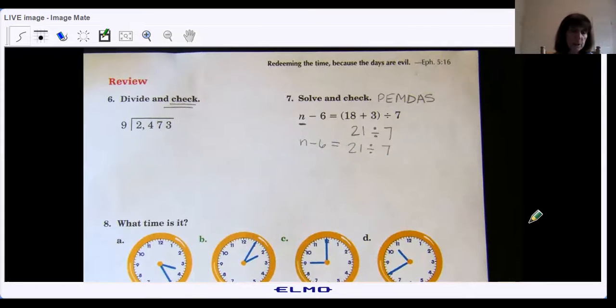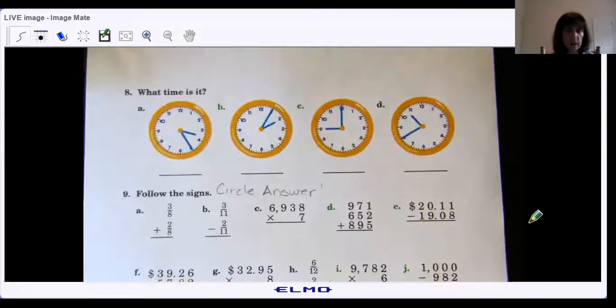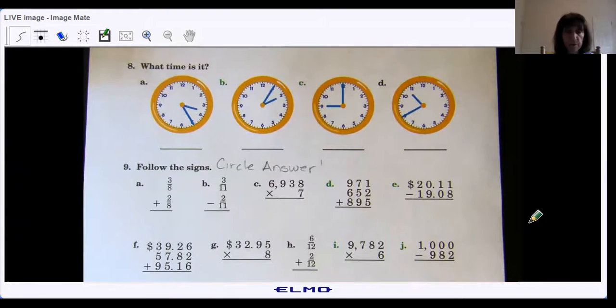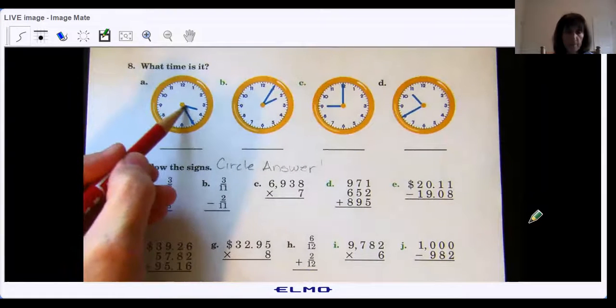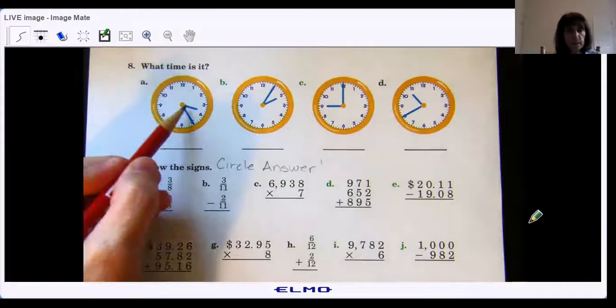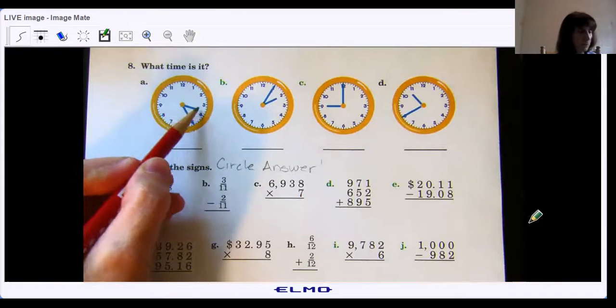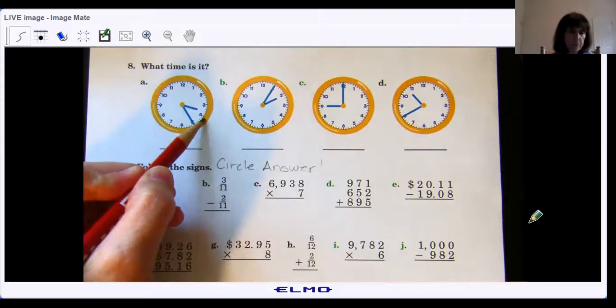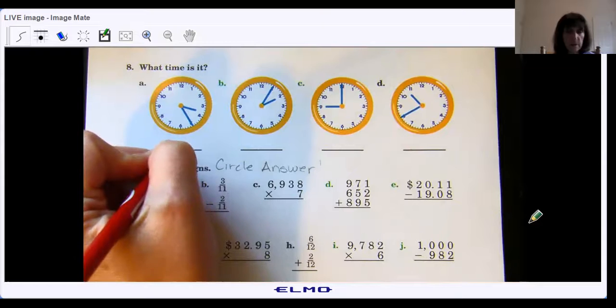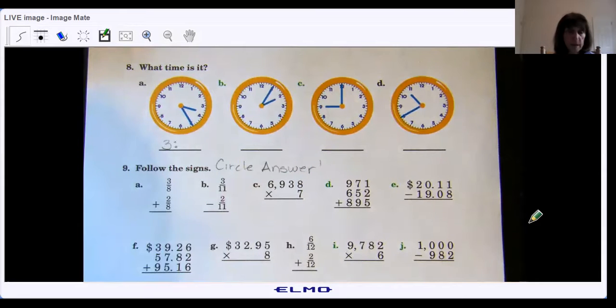Okay, number 8 is real easy. You're just going to put the time down. Remember, the small hand is the hour, so what's it pointing to here? It's right in between the 3 and the 4. So we're coming off 3 and going to 4. So it's 3 something. All right, don't forget, you know how to tell time. This is awesome. All right, let's look at the next one.